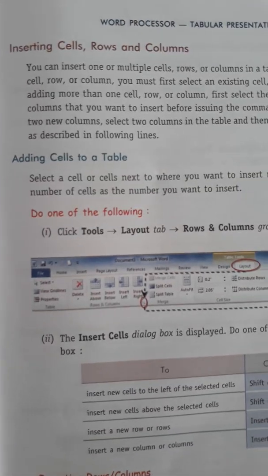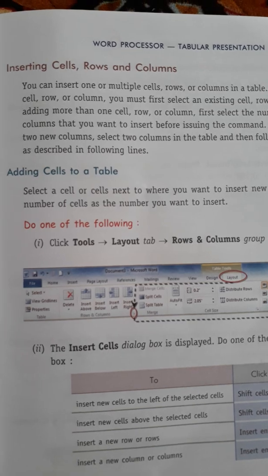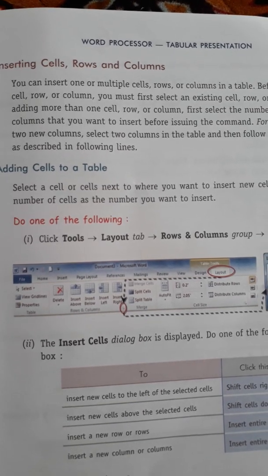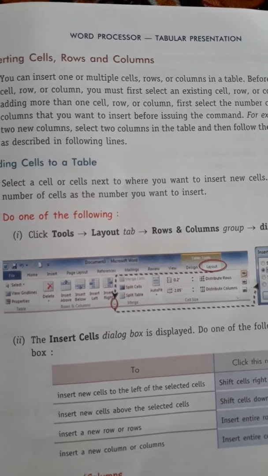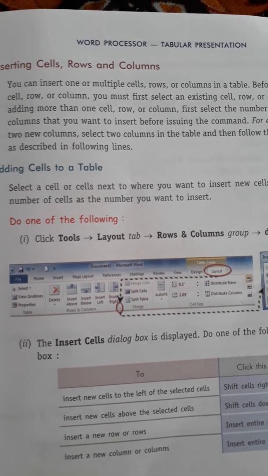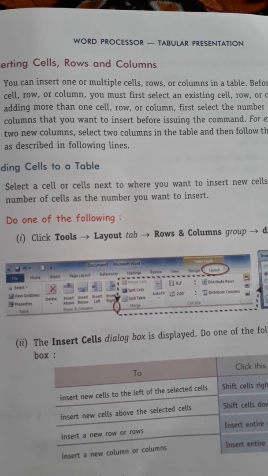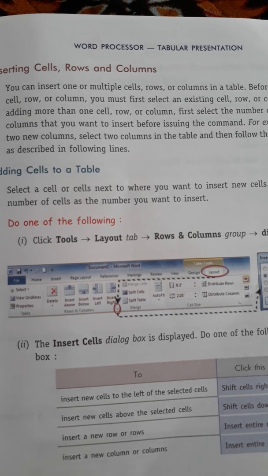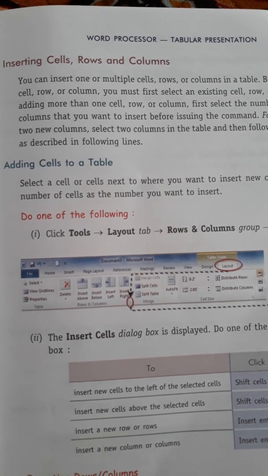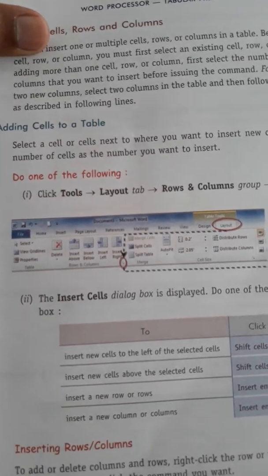Next, inserting cells, rows and columns. We can insert one or multiple cells, rows or columns in a table. Before we add a new cell, row or column, we have to select the existing cell where we want to add the new cell, row or column. To add cells to a table, we have to follow these steps.